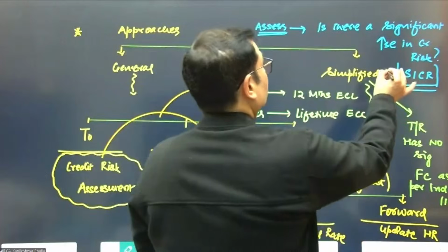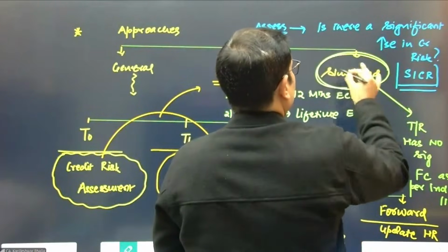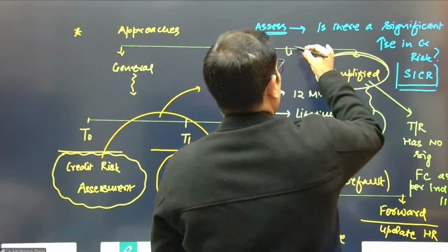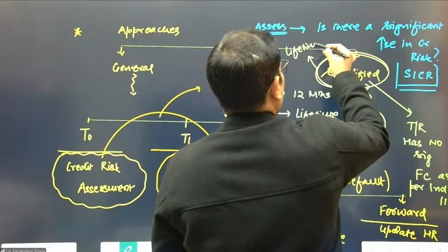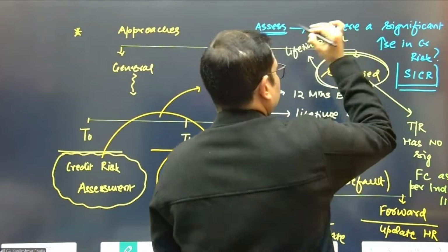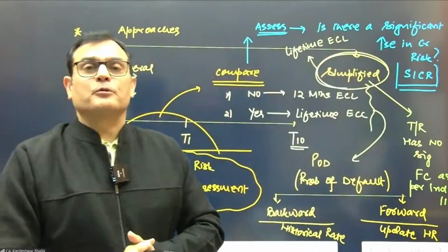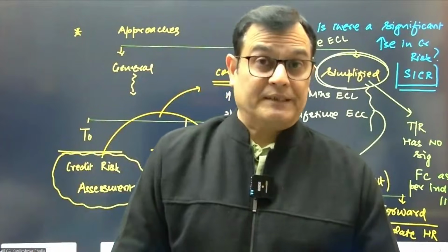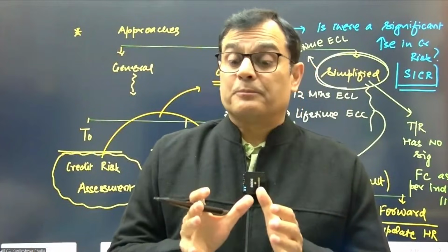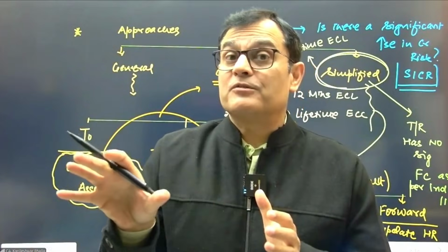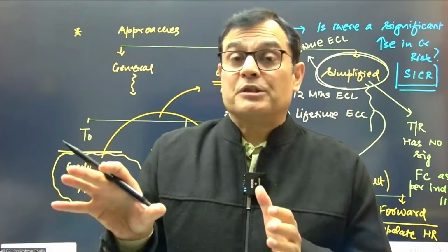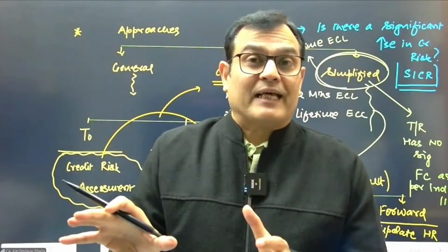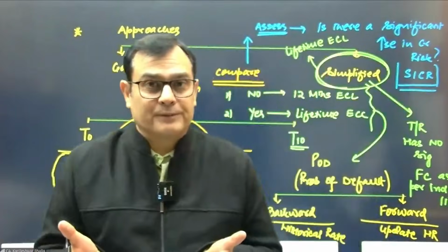Why is it called a simplified approach? Because in the simplified approach, we only apply the concept of lifetime ECL. The simplified approach makes life simple. It says there is no need to do any credit risk assessment. So the simplified approach is going to apply only in terms of trade receivables which have no significant financing component.